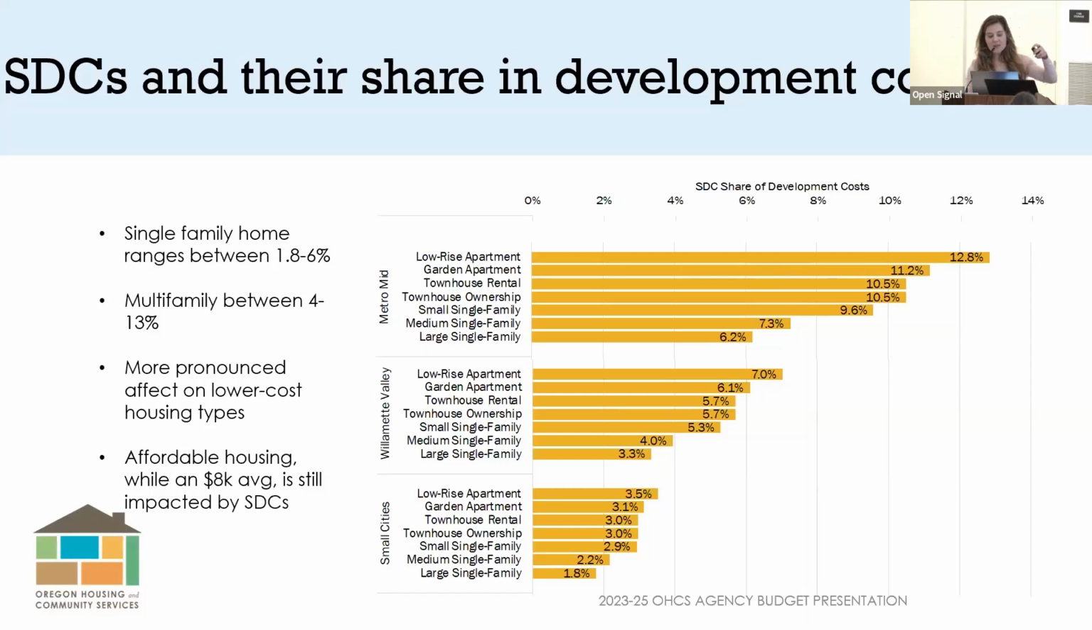If we think about the average cost of 1 to 6% for a single family home, and compare that to the average for a multifamily home, which as you can see on the graph averages between 5 and 12%, we can see that SDCs definitely have a significant impact on development of multifamily or low-rise apartments. This study also found, when we look at affordable housing specifically, that SDCs likely consume millions of dollars every year in the funding of affordable housing.